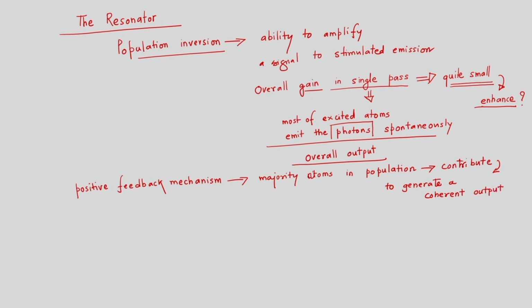So, the meaning is that we do not want just a single pass. We have to have multiple passes of the photons during the operation. So, the concept of the resonator came into the picture. A resonator is nothing but a system of mirrors.